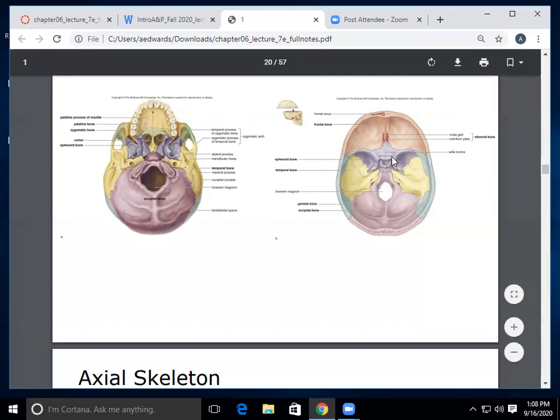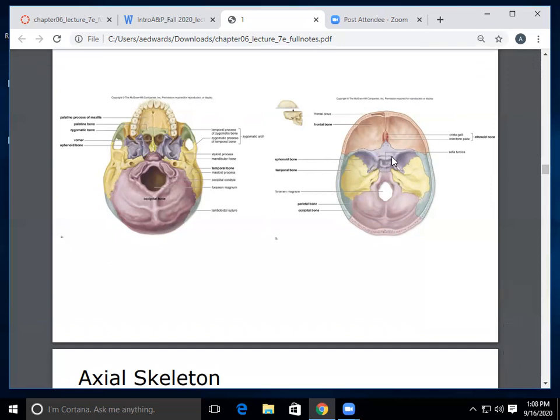This is what it looks like if you did a transverse section cutting off the top of the skull. There's your sphenoid bone, sella turcica. Here's your ethmoid bone with the crista galli and cribriform plate. Big frontal bone, frontal sinus. It's where your sinus pressure builds up in your forehead, right? Another view of the temporal bone, another view of the parietal bone, another view of the occipital bone. Here's your foramen magnum.